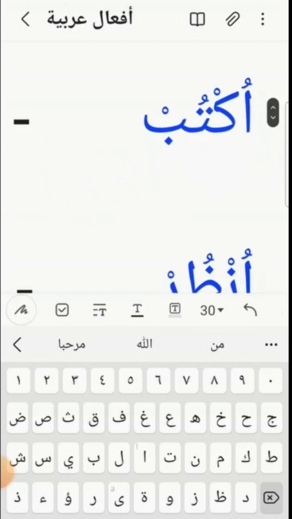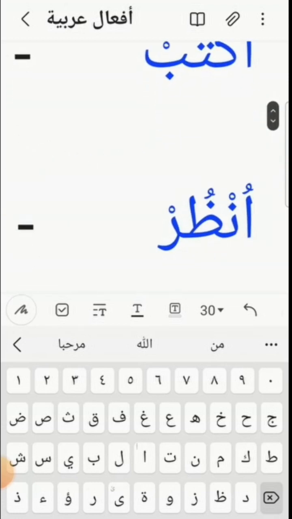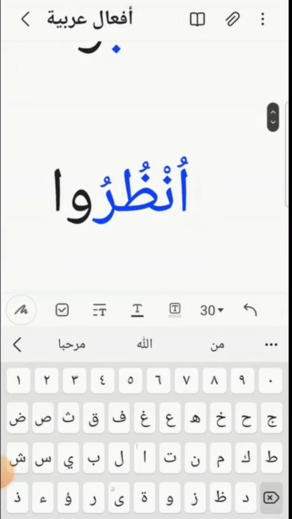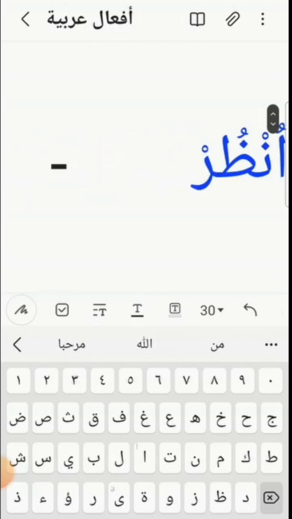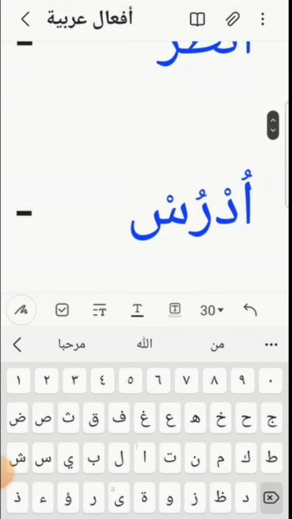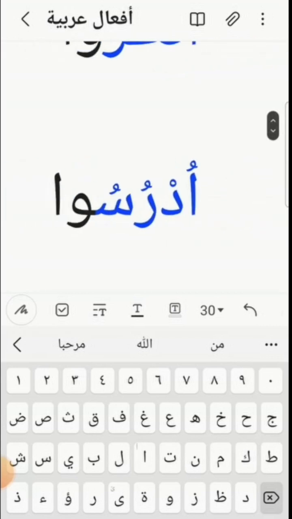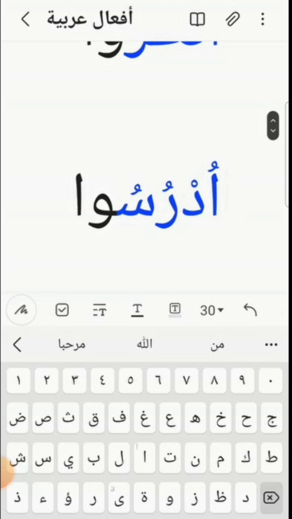For انظر, look at the blackboard. You will tell one child انظر إلى السبورة. For a lot of children you will say انظروا إلى السبورة. Then ادرس, study the word. ادرس الكلمة, study the lesson. ادرس الدرس. For a group you will say ادرسوا الدرس. Study the lesson.